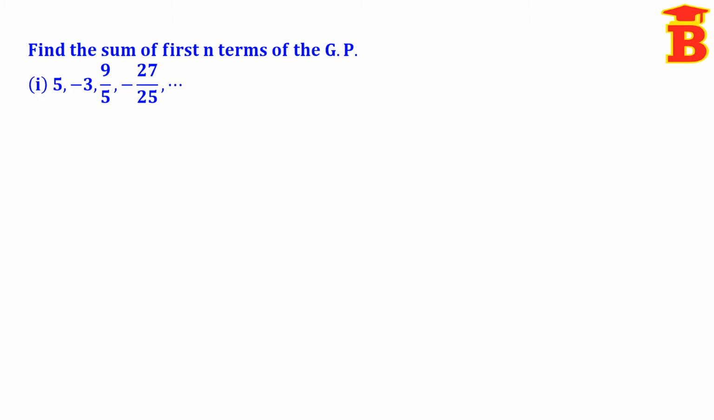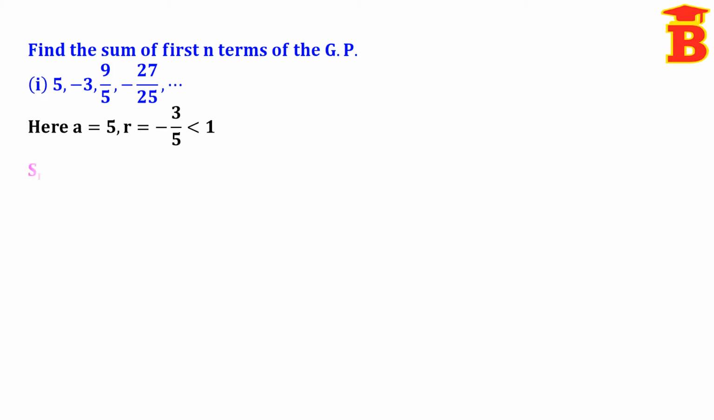Now let us see the problems. Find the sum of first n terms of the GP. First subdivision: 5, minus 3, 9 by 5, minus 27 by 25, etc. Here the first term a is equal to 5 and the ratio r equals the second term divided by the first term, that is minus 3 divided by 5. This is less than 1.